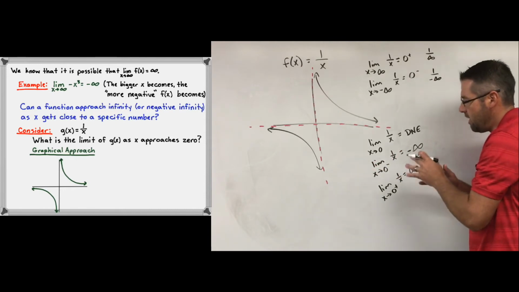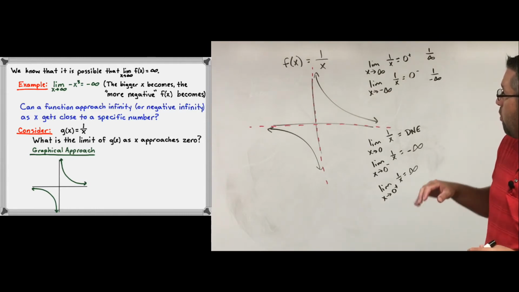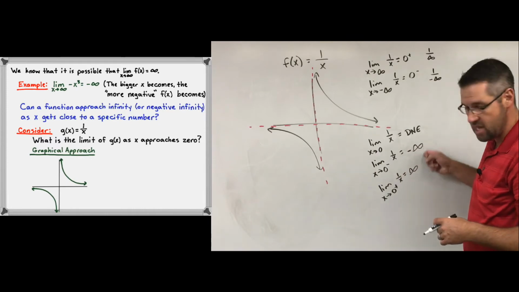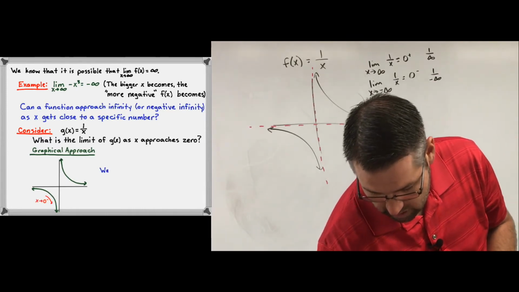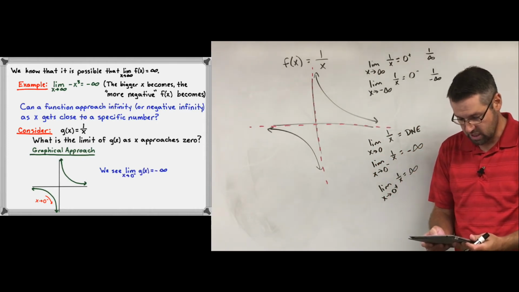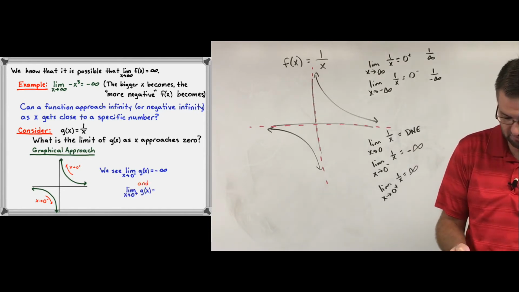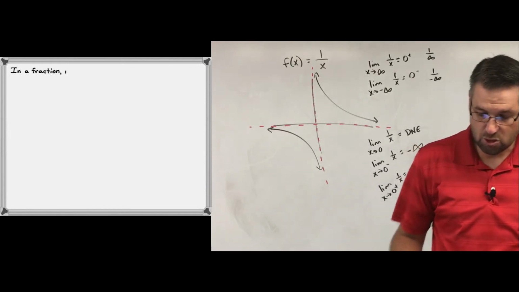Okay? Now, with that said, you can see an example here that we have a function that as x approaches a specific value, we get positive or negative infinity out of it. So again, from the left, we see that y is approaching negative infinity, and then from the right, we see that y is approaching positive infinity. Okay? So that's just an example of that.